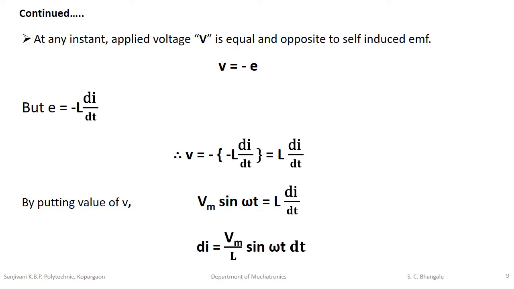Now in this equation, by putting the value of V, as we know that the applied voltage has the value V equals Vm sin omega t, put this value instead of V. So our equation becomes Vm sin omega t equals L di by dt. If we simplify this equation, we can rewrite it as di equals Vm by L into sin of omega t dt.